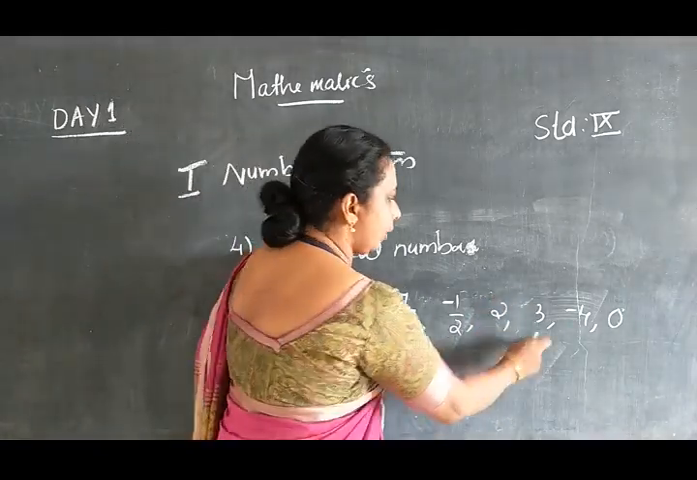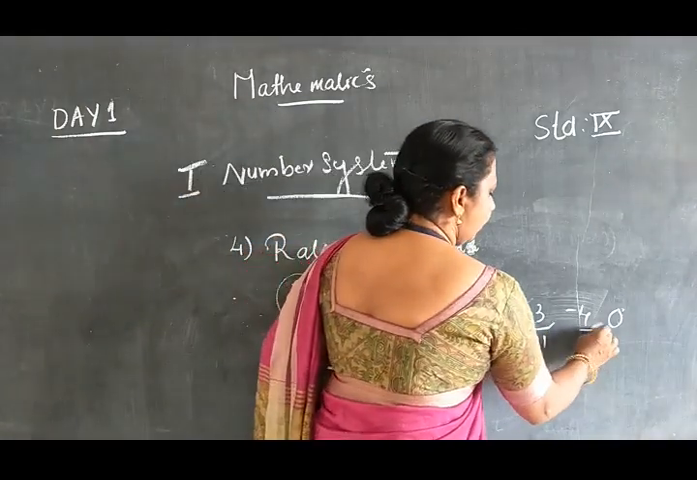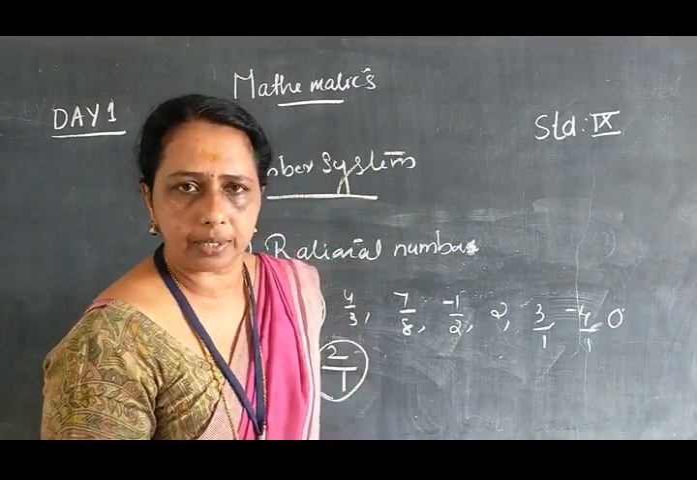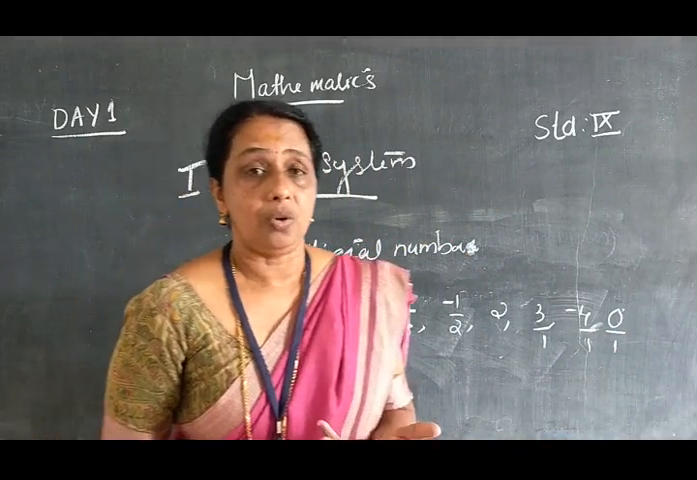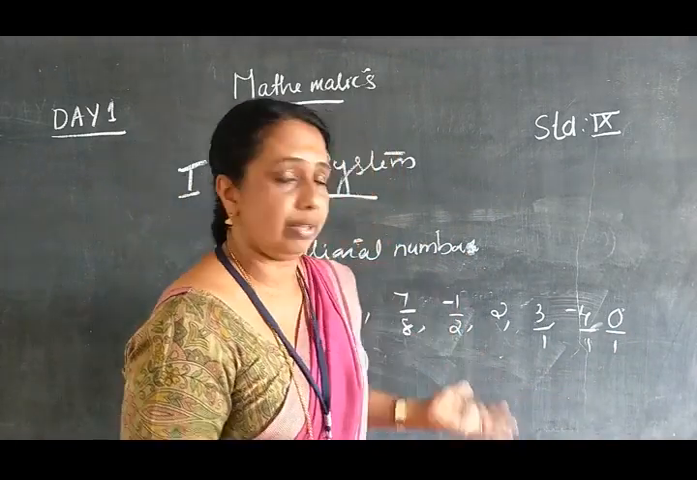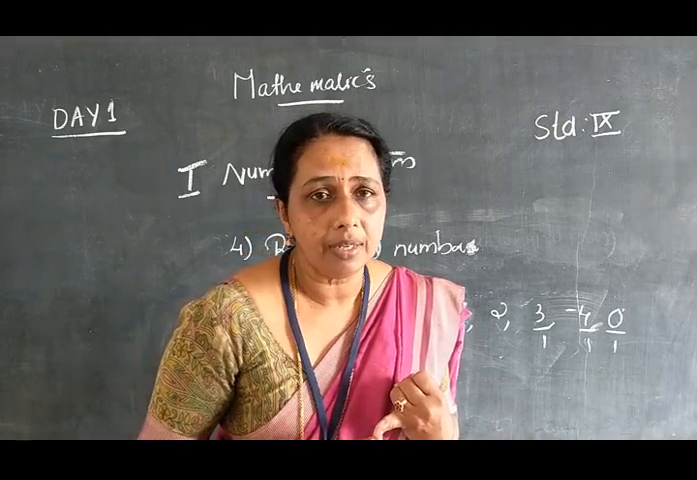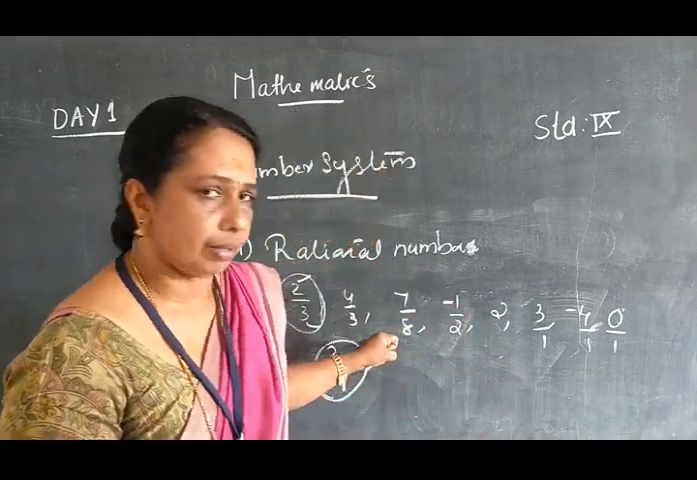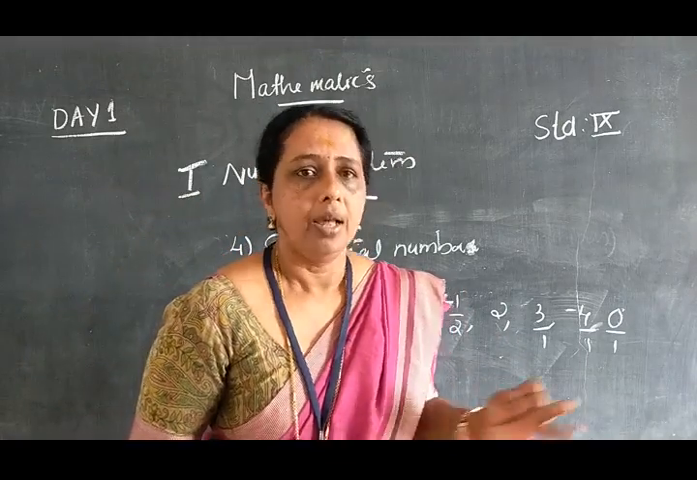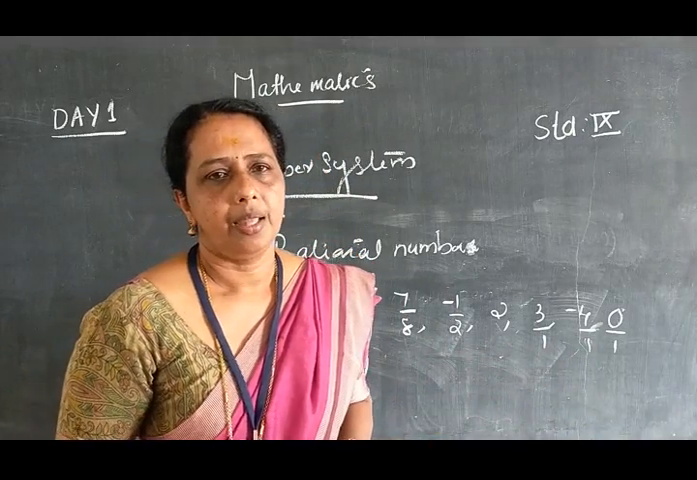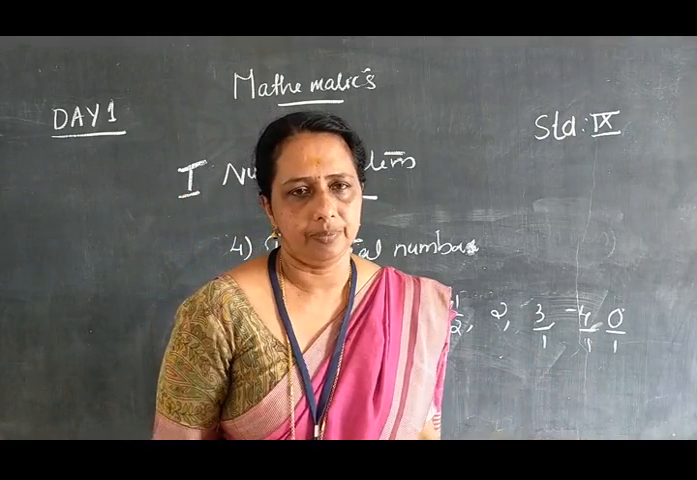Yes, 3 is also in the form 3 by 1. It is a rational number. Minus 4 is also written as minus 4 by 1. It is a rational number. 0 is also a rational number. So, what is the conclusion? From here we get that all natural numbers are rational numbers, all whole numbers are rational numbers, and all integers are rational numbers.